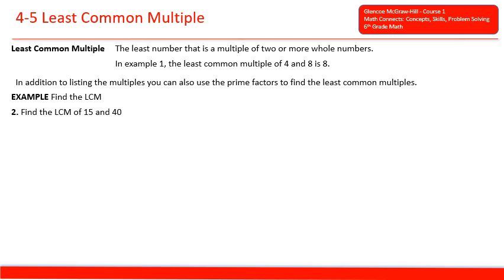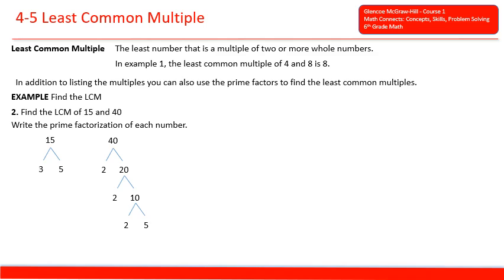So find the least common multiple. Find the least common multiple of 15 and 40. So let's write the prime factorization of each number. So 15, we have 3 times 5. And then for 40, we have 2 times 20, 2 times 10, 2 times 5. So our prime factors of 15 are 3 and 5. And our prime factors of 40 are 2 times 2 times 2 times 5.